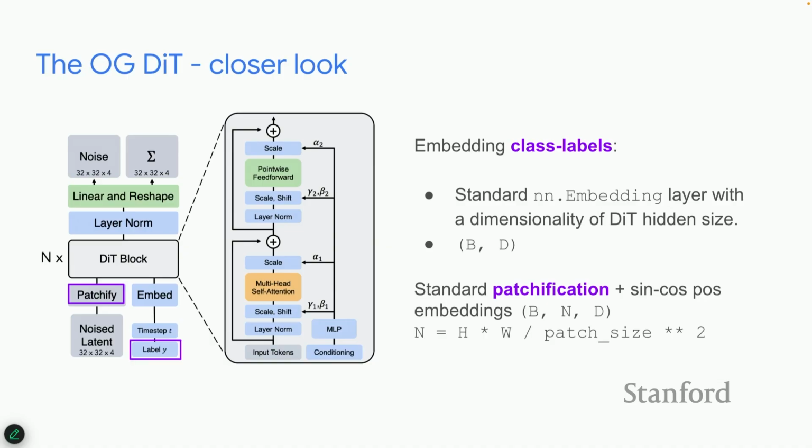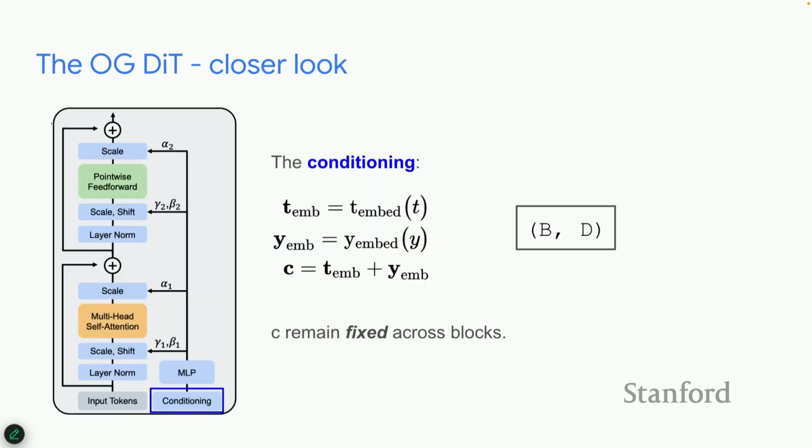And it's the standard patchification. You do it with a convolutional stem. And for positional encodings, they use the standard sine-cosine scheme. The final conditioning is you first embed the time steps, then you embed the class labels, and you sum them up. Then you have your final condition that goes into the transformer blocks. It is very important to note that c remains fixed across all the blocks.